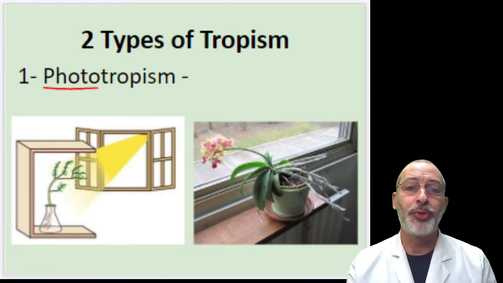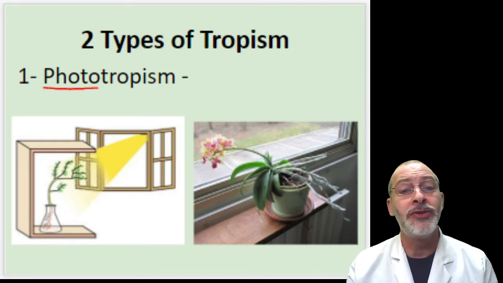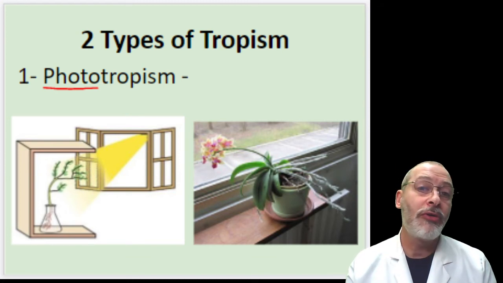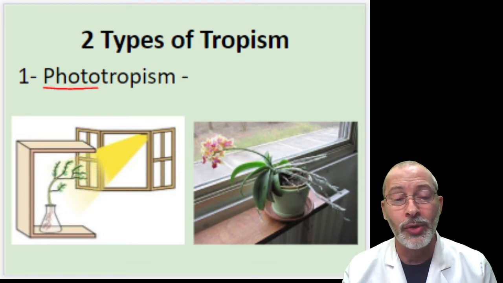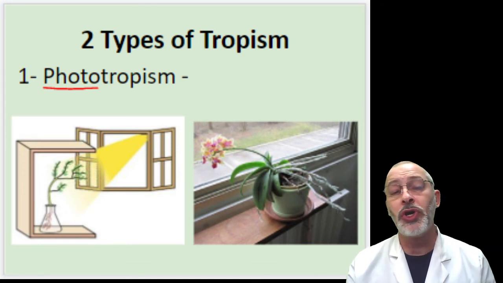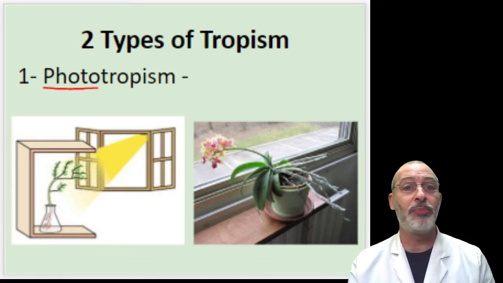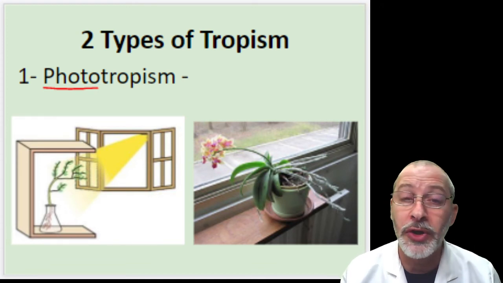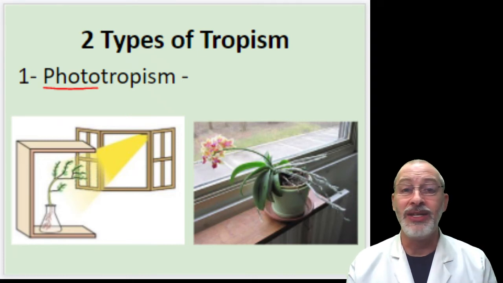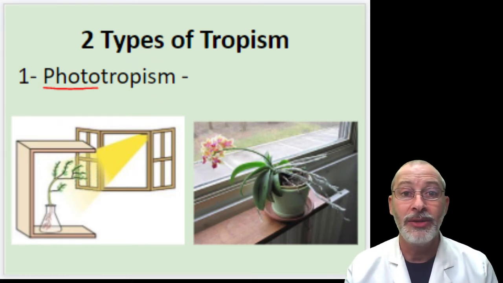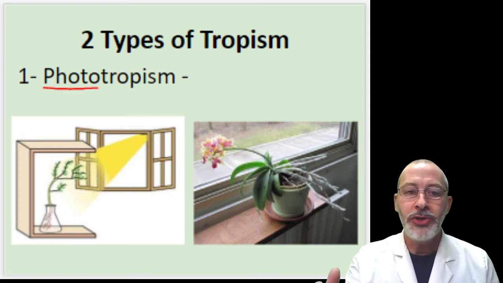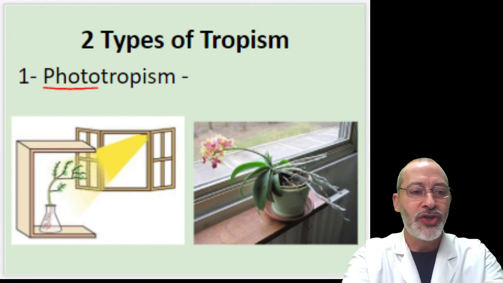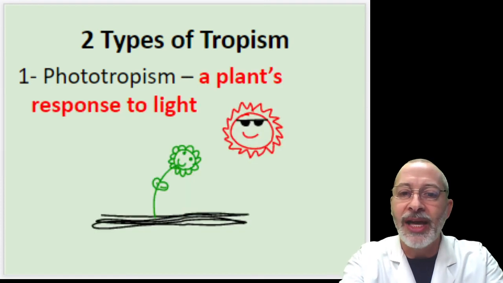I've underlined the prefix photo because photo refers to light, like a photograph requires light in order to take it. A photosynthesis is the process that plants use with light to make food. A photovoltaic cell is a device that makes electricity with light. So phototropism is a plant's response to light.